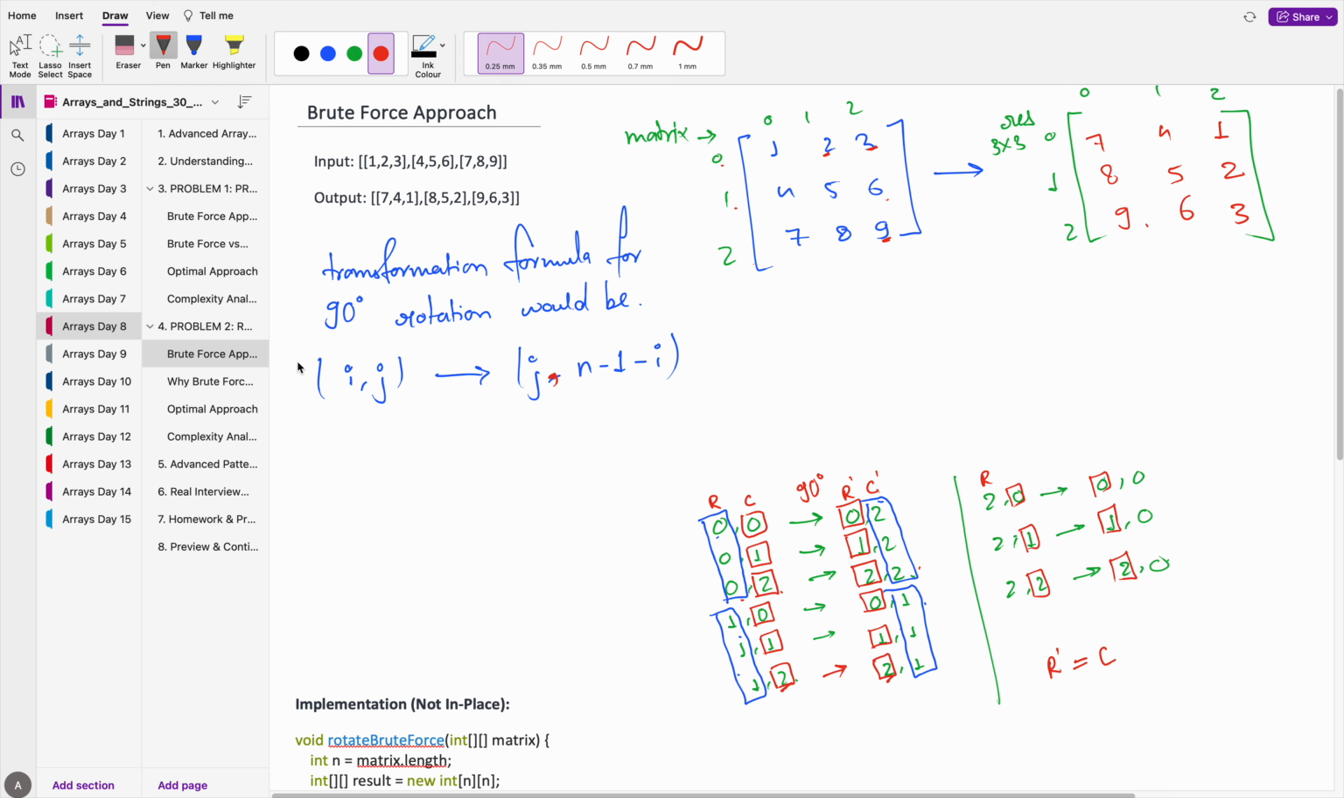So what I am focusing upon here is you just need to use this formula because we have found it after observing the matrix. Create one more matrix named result, a 2D array, put the answer there and then copy it back. Copy it back position by position. That's all.